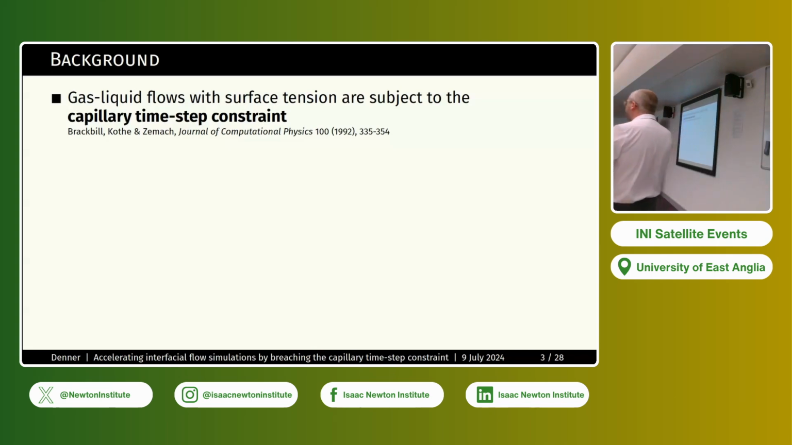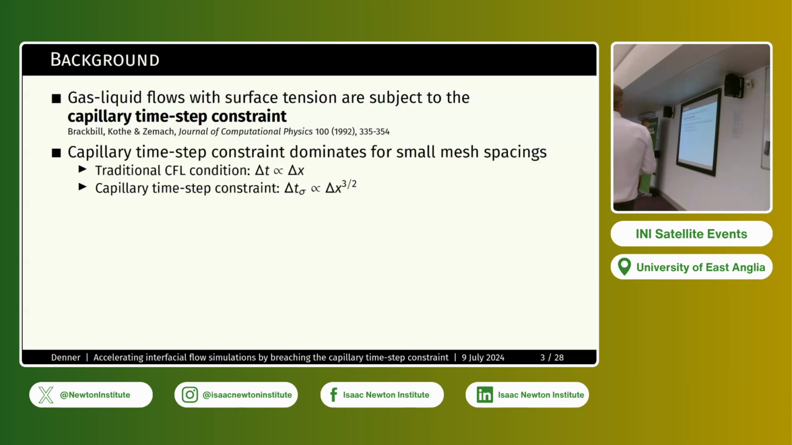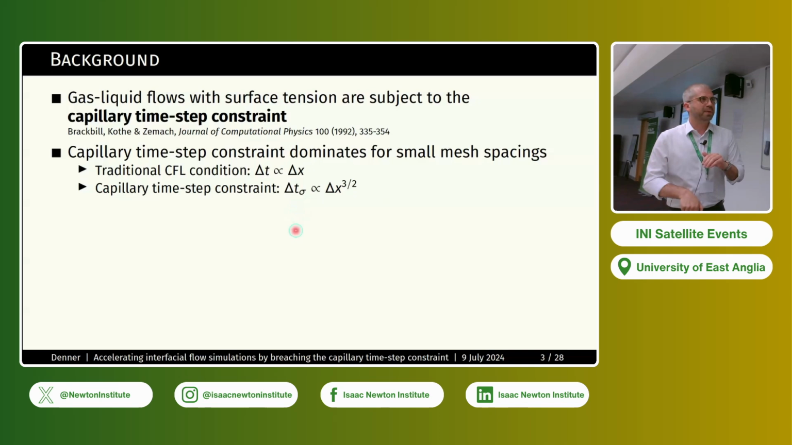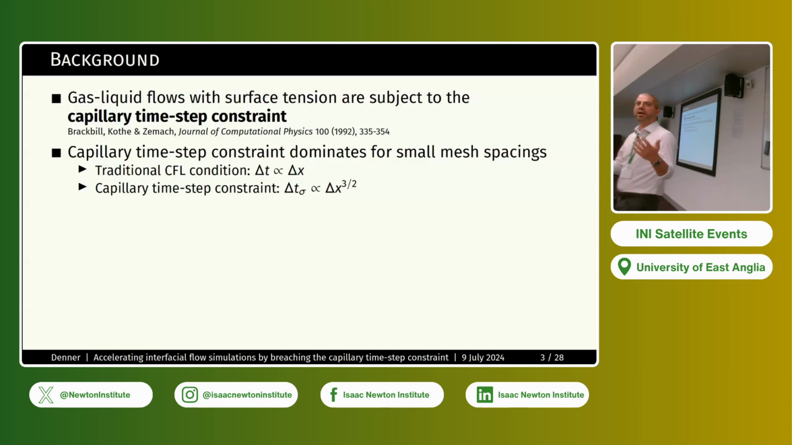And the first ones to hypothesize that and sort of formalize that were Brackbill and co-workers in their seminal paper in JCP in '92. They were not able to show that it exists. And the formulation they proposed is very good for practical purposes, although not exact. The practical issue with that is, so the traditional CFL condition, we refine our mesh by a factor 2, the time step goes down by a factor 2. For the capillary time step constraint, that's a bit more complicated. It's proportional to delta x to the power 3/2, which means at some point, if we go to higher and higher resolutions, which is typically what we want to do as we get bigger computers, this capillary time step constraint becomes the dominant time step constraint for our simulation.